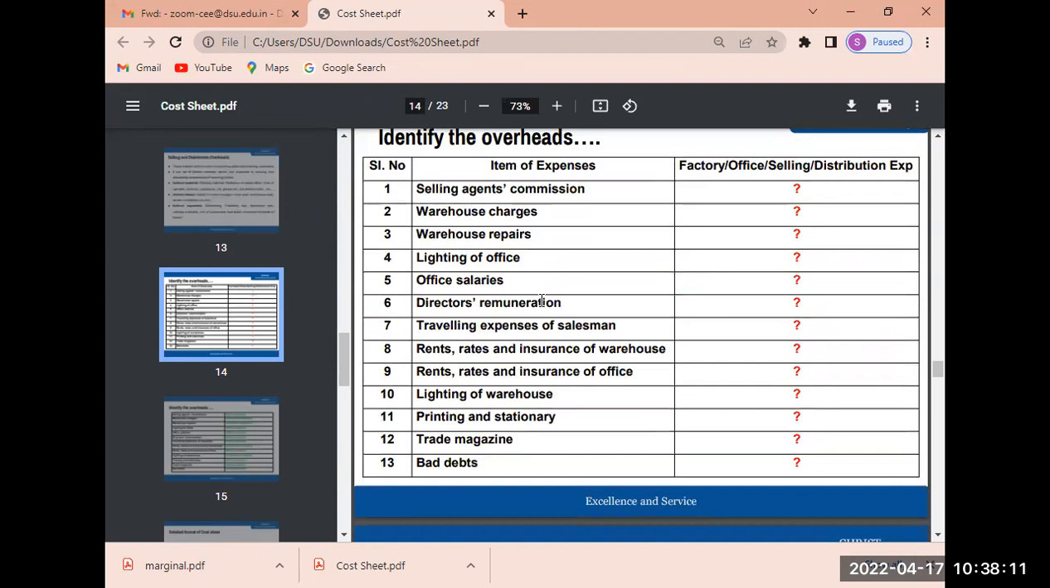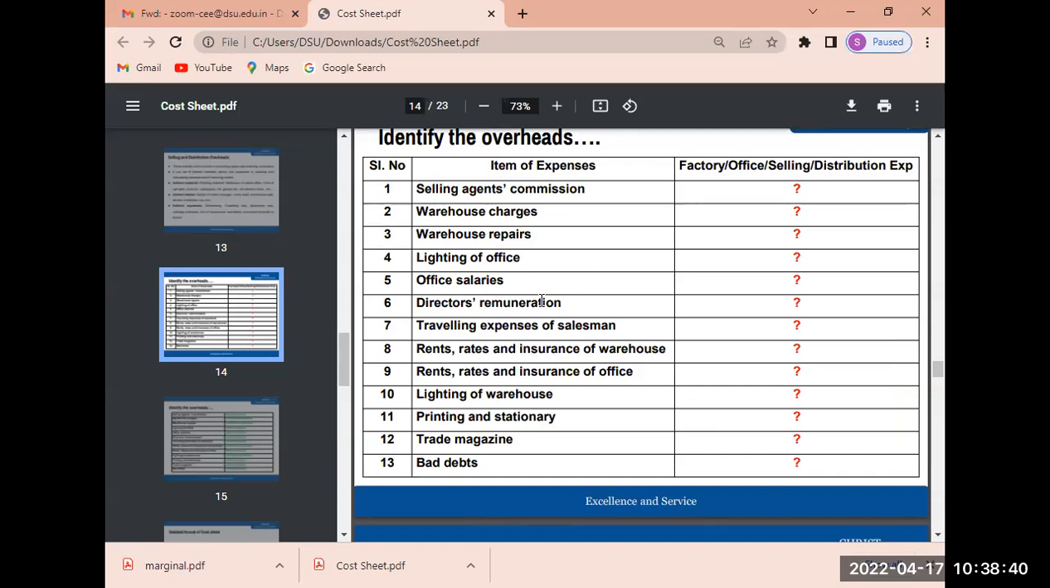A simple example for you. Can you just identify the cost? Selling agent's commission. Selling agent commission should be placed in factory, office, or selling and distribution cost. Selling and distribution. Warehouse charge. Warehouse repair. Lighting of office. Director's remuneration.